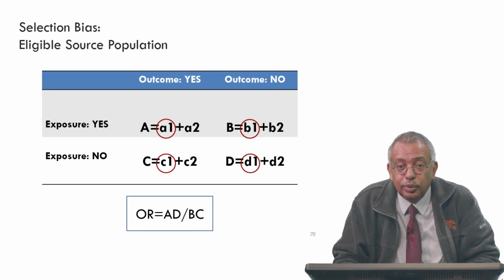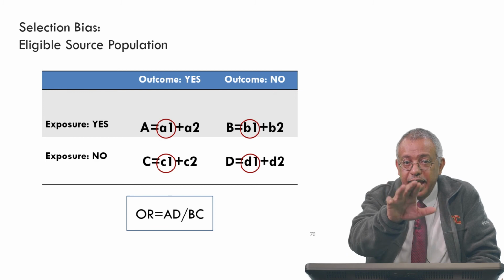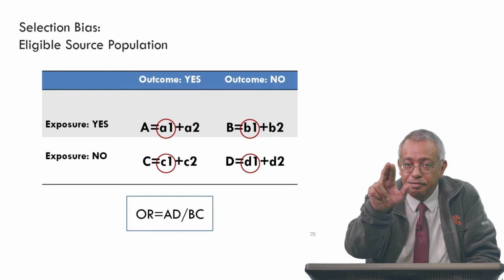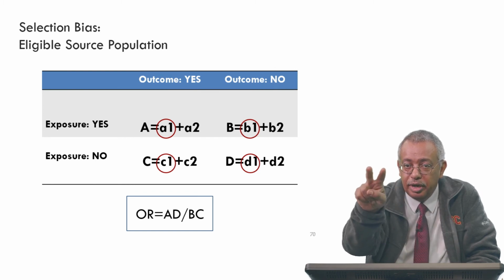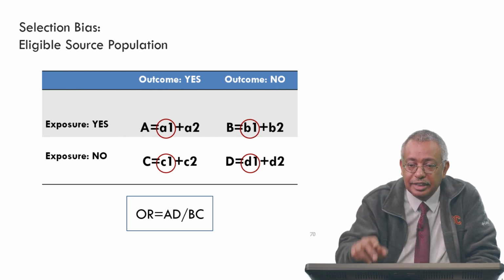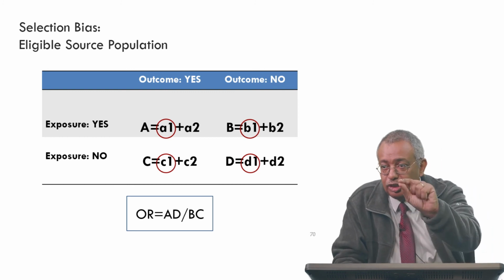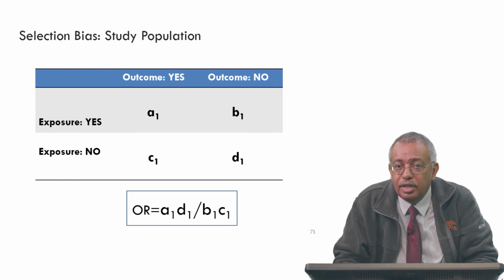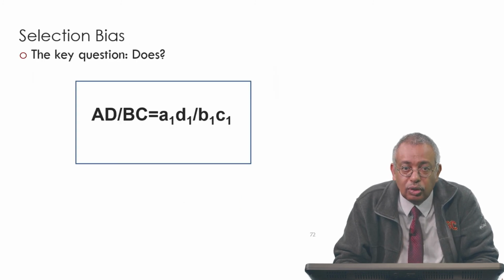But let's say in the study population, what you end up with is something like this. You start with A, which is not only A1, but a combination of what we call A sub 1 and A sub 2. And then B has two components, B1 and B2. C is the same thing, and D is the same thing. So even though this is what you're going after, this is what you're going to observe from the study population that you have under your control.